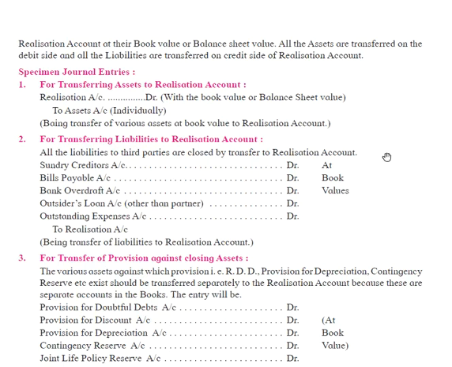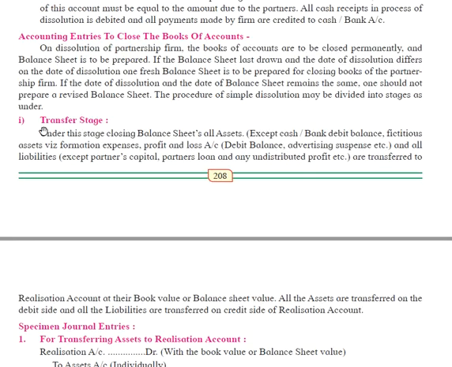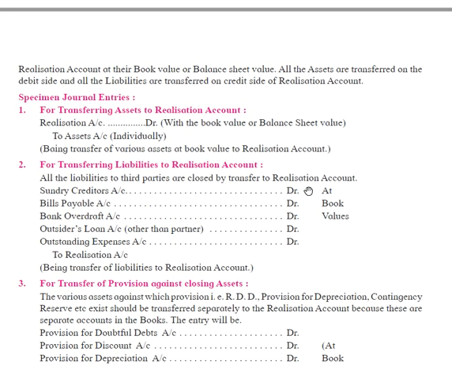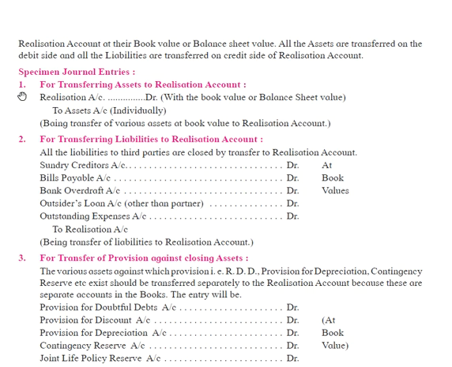First one is the transfer stage. In this, what are the journal entries that come? In total, 5 journal entries come in the transfer stage. The first one is for transferring assets to realization account.